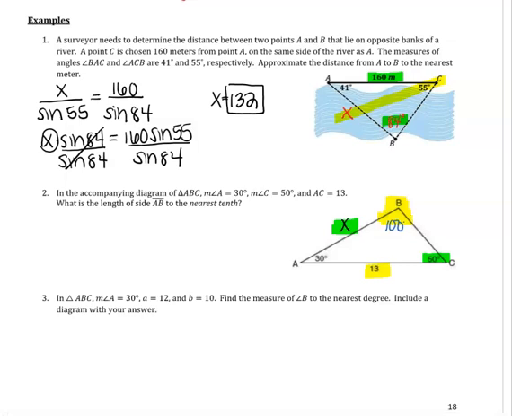All right, let's set it up and solve. So again, it's always the sides in the numerator, and then it's sine of the angle. All right, now we just cross multiply and solve.